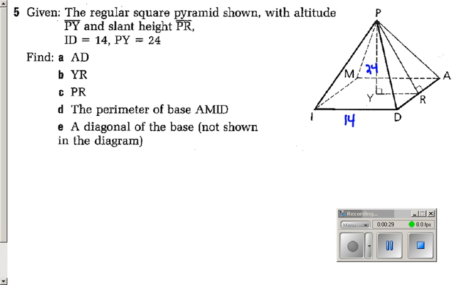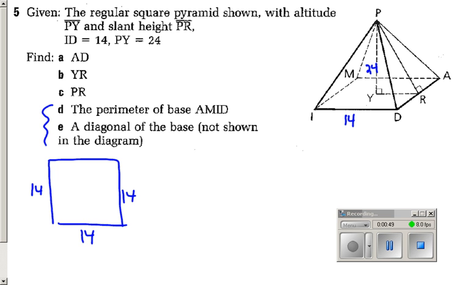Okay. So the question asks you to find AD, YR, PR, the perimeter of the base, AMID, and the diagonal of the base, not shown. So before I even start, these 2 things caught my eye, and this directly relates to section 9.7. The base is a square. So if it's a square with sides 14, the perimeter of the base is just 14 times 4, which is just going to be 56. Okay, so 14 plus 14 plus 14 plus 14, 14 times 4.